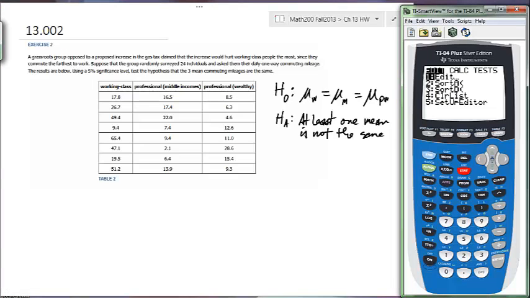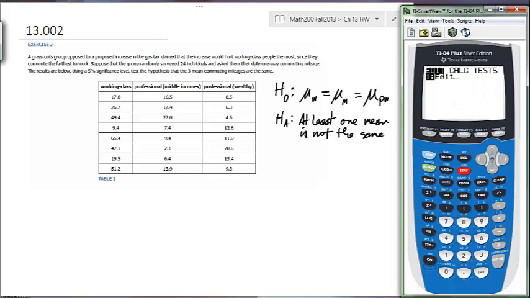You would go under Stat, Test, and I'm going to do the up arrow, and near the bottom, if not the very last one, is the ANOVA. So that's the analysis of variance. Let me clear this for a minute. The first thing we want to do is input our data into L1, L2, and L3. In this case, I have three means to compare. In some problems, you'll have more than three, and you can just fill in appropriate lists for that.